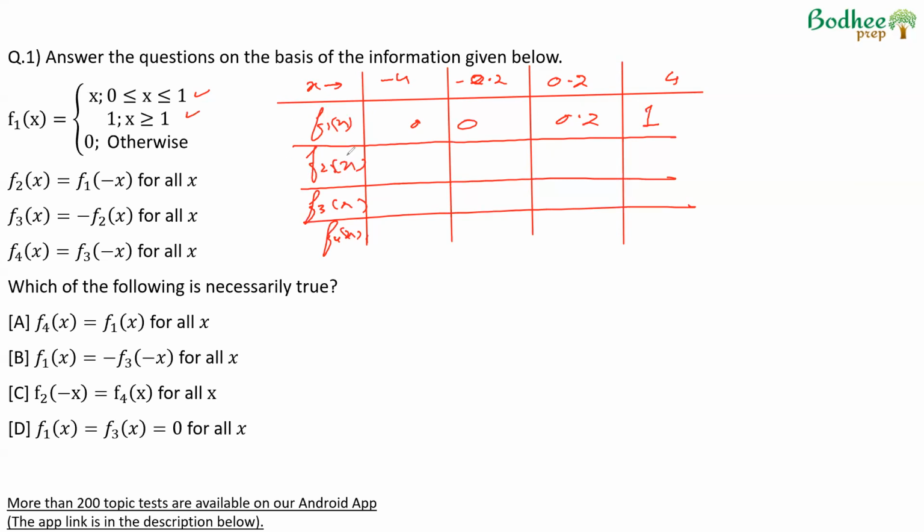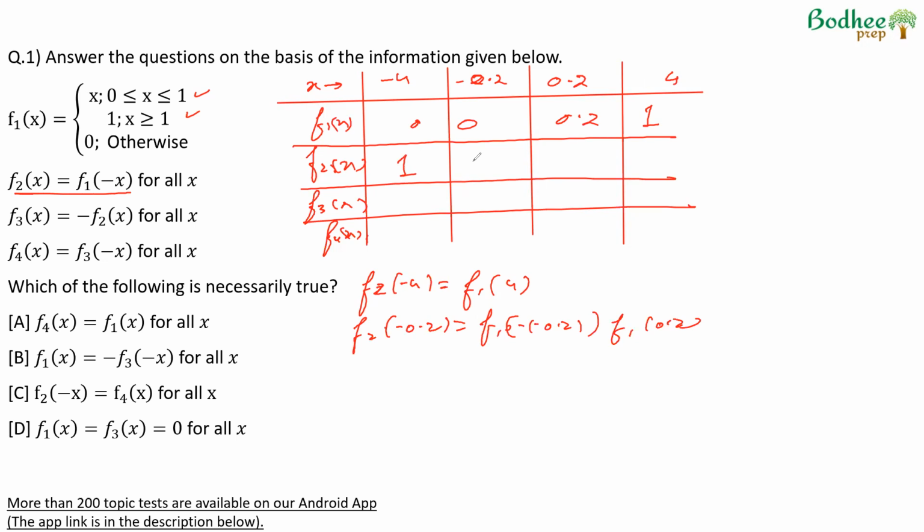What about f2(x)? When we say f2 of minus 4, this will be equal to f1 of plus 4. f1 of 4 is 1, so we'll get a 1 here. Similarly, f2 of minus 0.2 will be f1 of 0.2, which is 0.2. So we get a 0.2 here. When x is positive, f2 of 0.2 will become f1 of a negative value, so we'll get 0 as the answer. And again, here we'll get 0 as the answer for a similar reason.